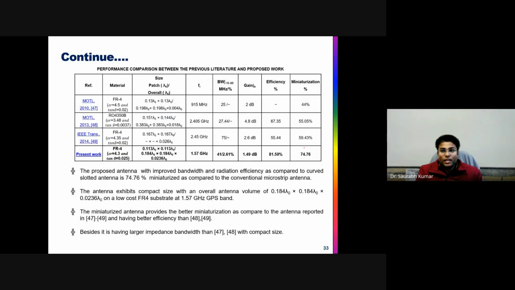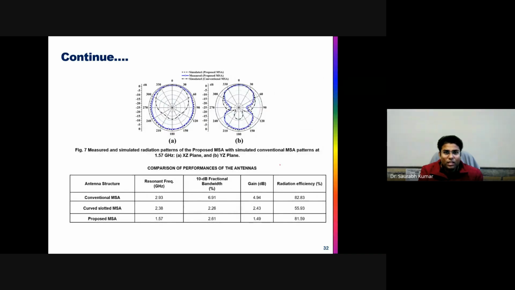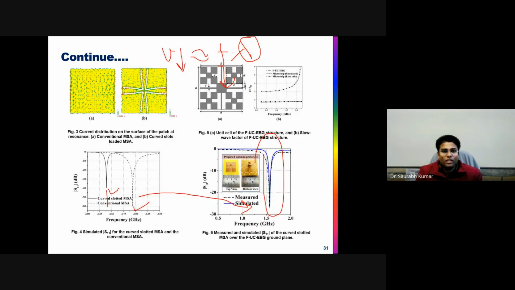This particular antenna is giving you 74.76% miniaturization with efficiency. There is no decrement in the efficiency, not that much, you can say. With the FR4 substrate, 81.59% efficiency is achieved. However, there is a decrement in the gain, but efficiency is not decreased because, you can see, it is behaving like a monopole now. Why monopole? Because of the slotted, or defective, ground. You have replaced your conventional ground with this ground that has the perforation.